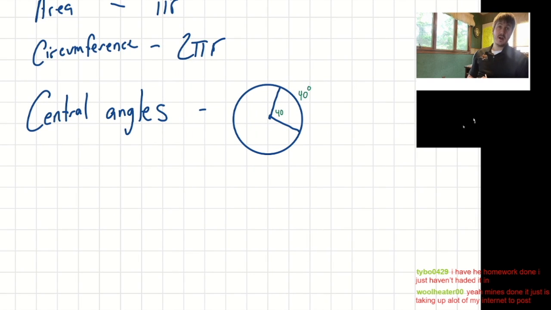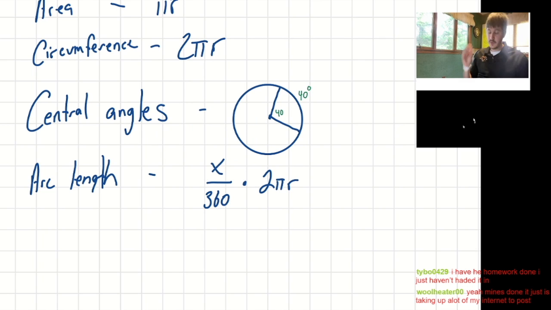We talked about arc length. We just covered that from the homework. It's the percentage of the circle times 2 pi r, the circumference of the circle. And that tied in with central angles, because that is likely where you got that value of x. X was the arc measure.